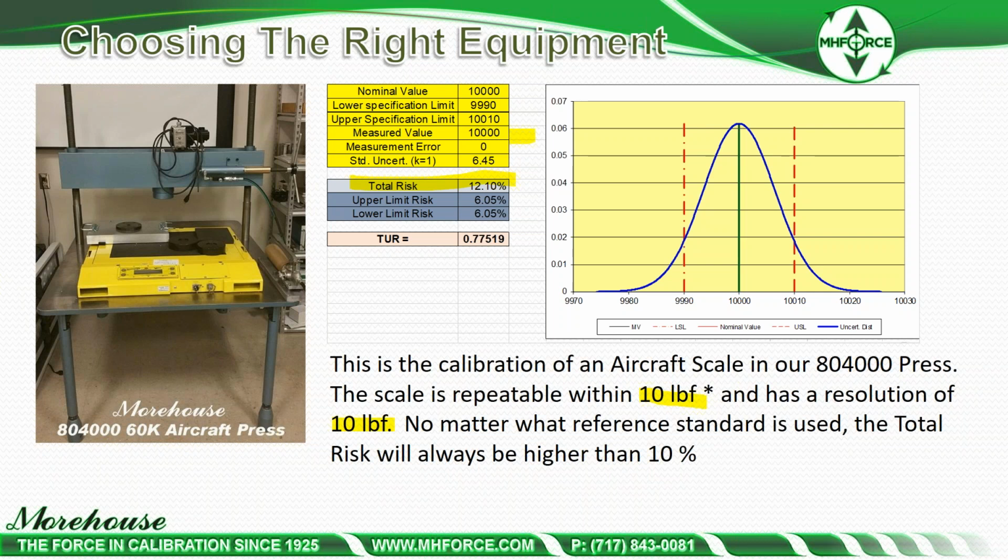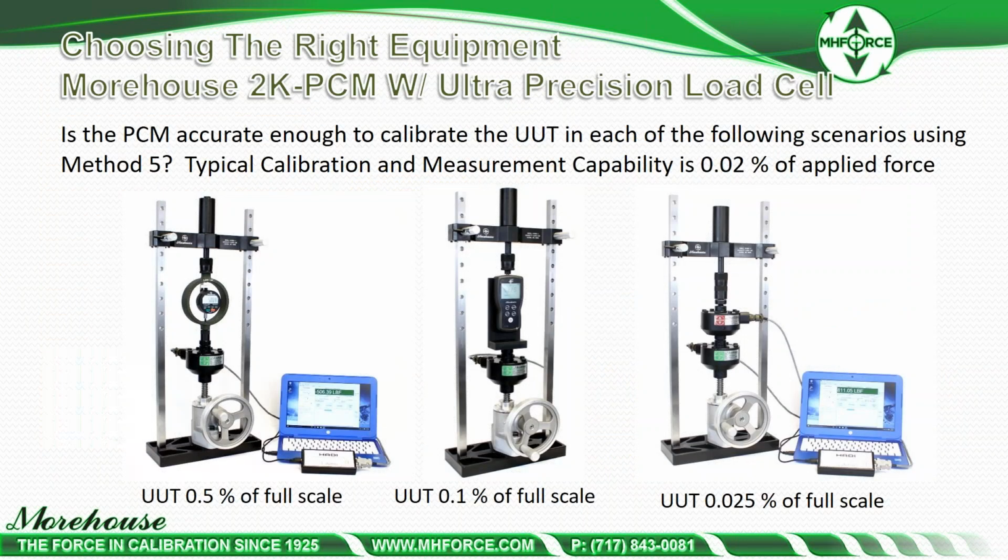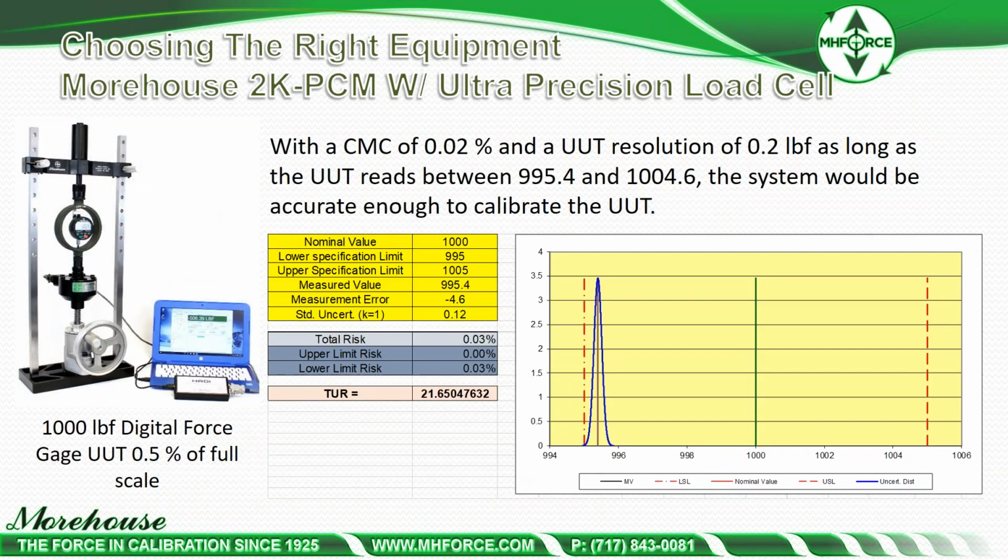So we're going to deal with several examples here. This is our PCM, our equipment here. Typical calibration and measurement capability is 0.02% of applied force. We have 3 examples. Is the PCM accurate enough to calibrate the UT in each of the following scenarios? If we look at these individually, using method 5, the more conservative method, with a CMC of 0.02% and a UT resolution of 0.2 pounds, because that goes in our denominator, as long as the UT reads between 995.4 and 1004.6, the system would be accurate enough to calibrate the UT.